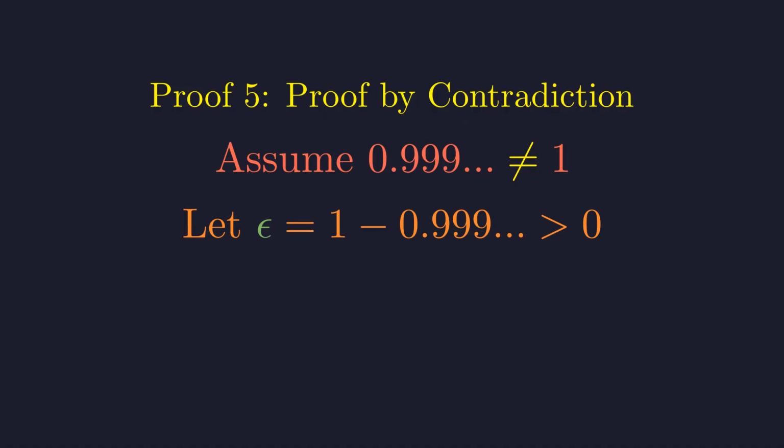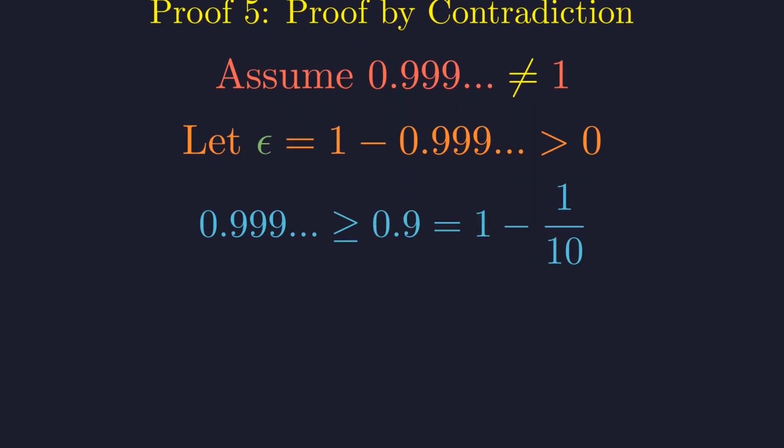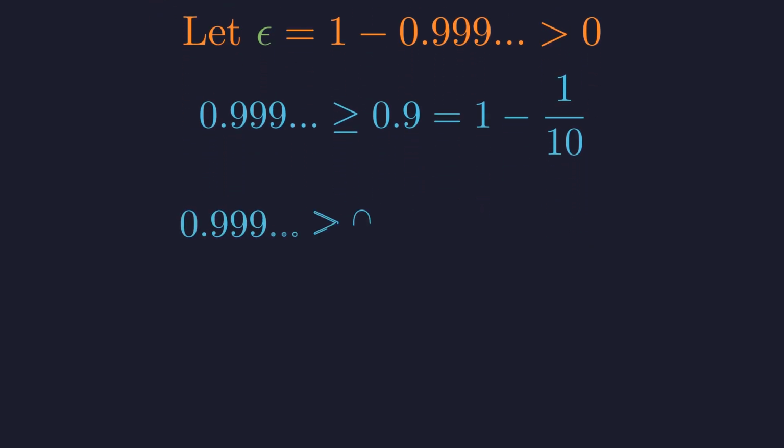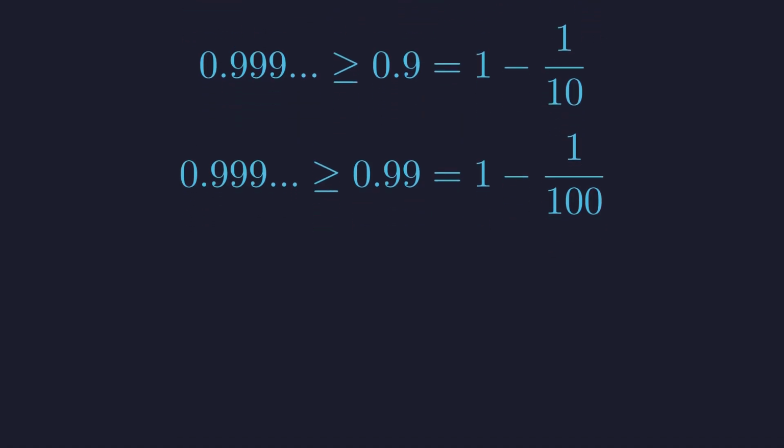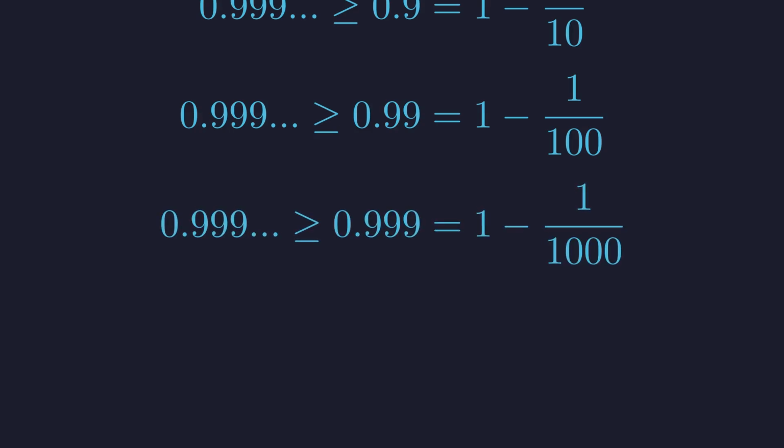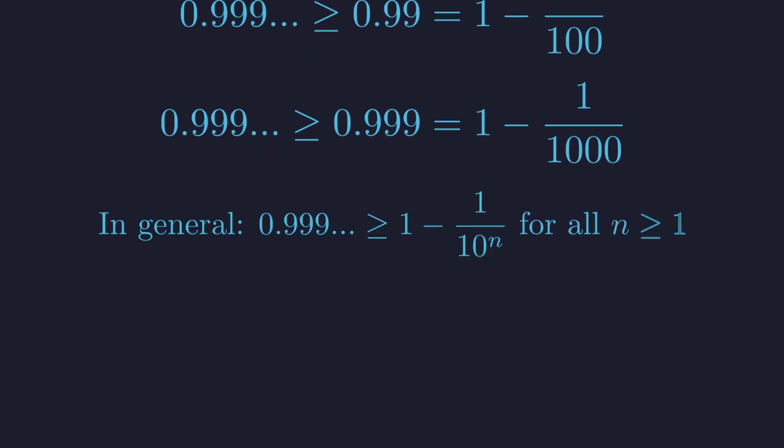Now, here's the key insight. 0.999... is at least as big as any of its finite truncations. 0.999... is at least as big as 0.9, which equals 1 minus 1 over 10. It's also at least as big as 0.99, which equals 1 minus 1 over 100. And it's at least as big as 0.999, which equals 1 minus 1 over 1,000. In general, 0.999... is greater than or equal to 1 minus 1 over 10 to the n for every positive integer n.